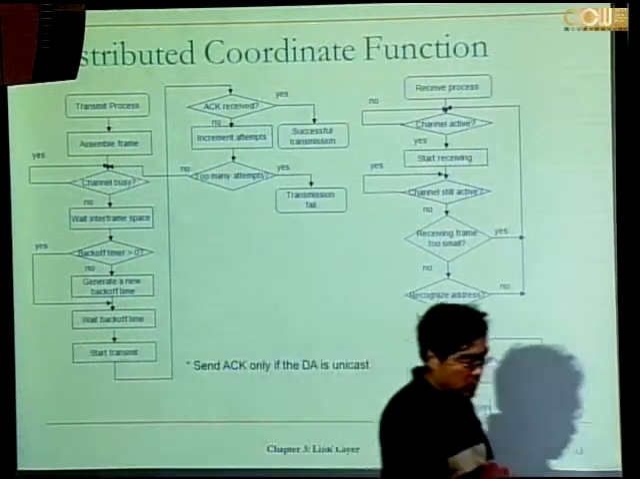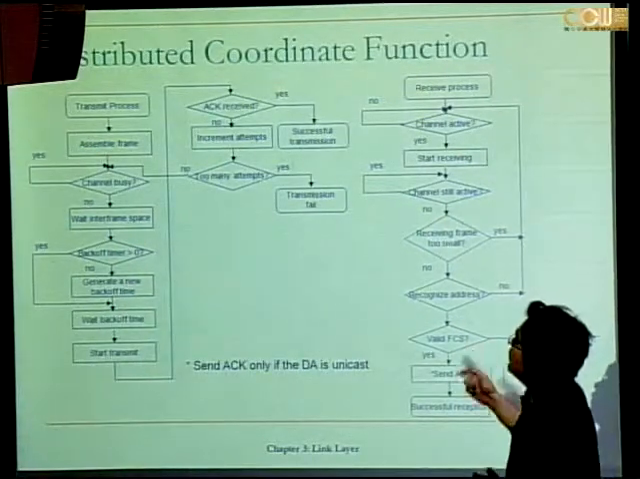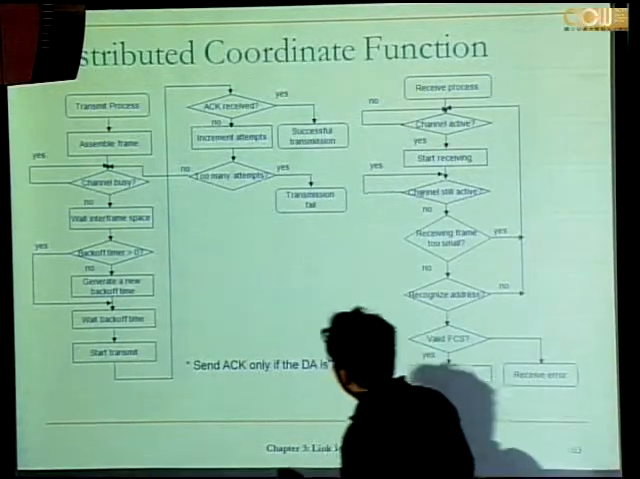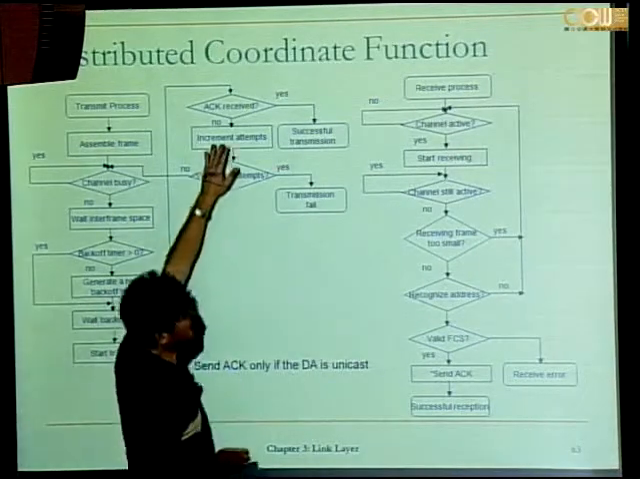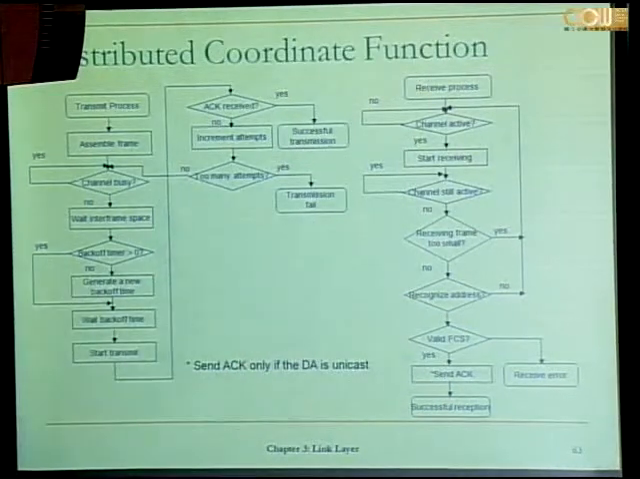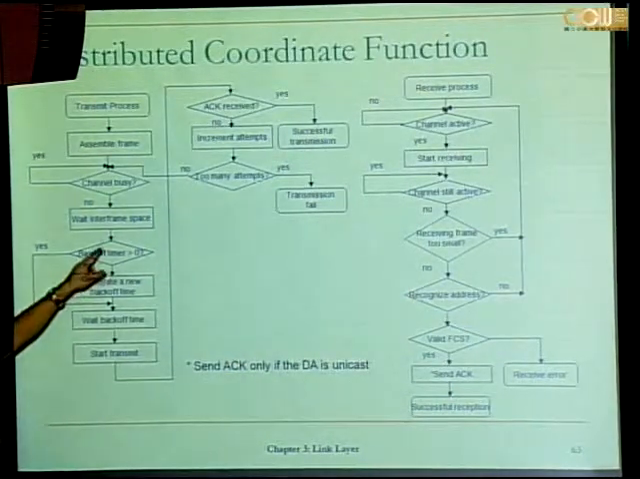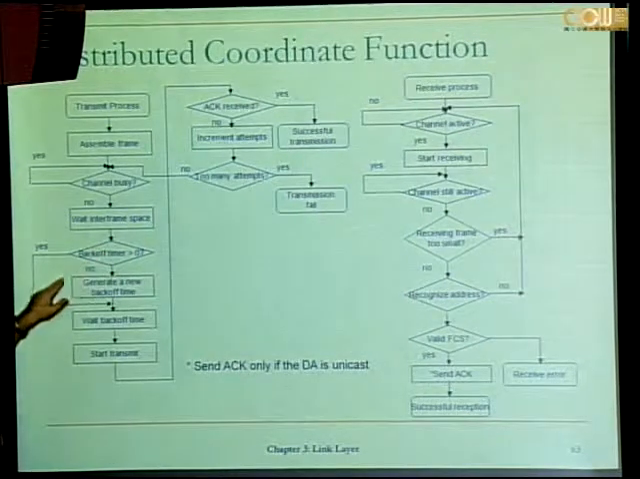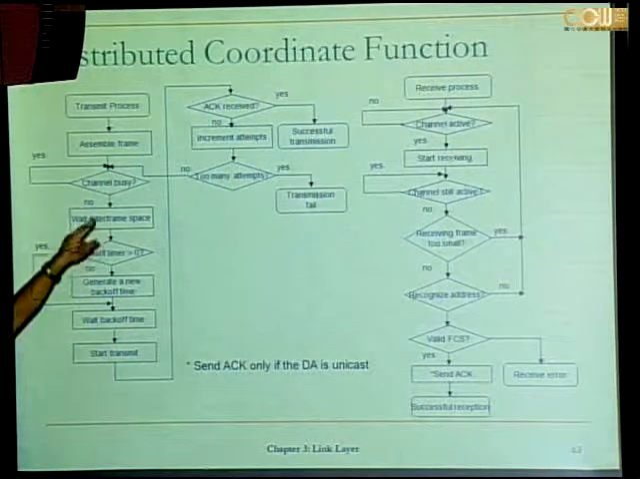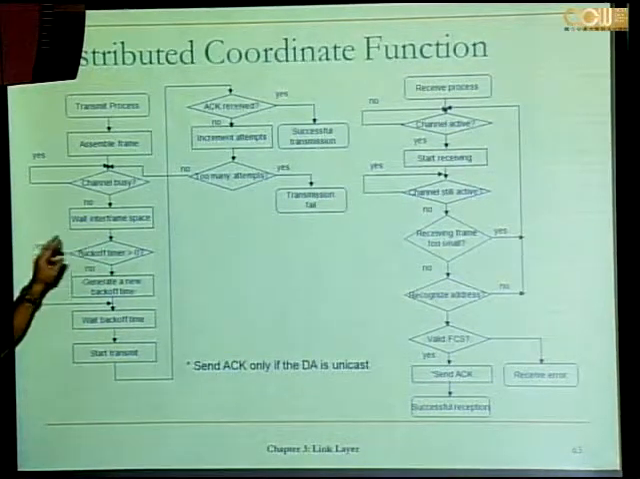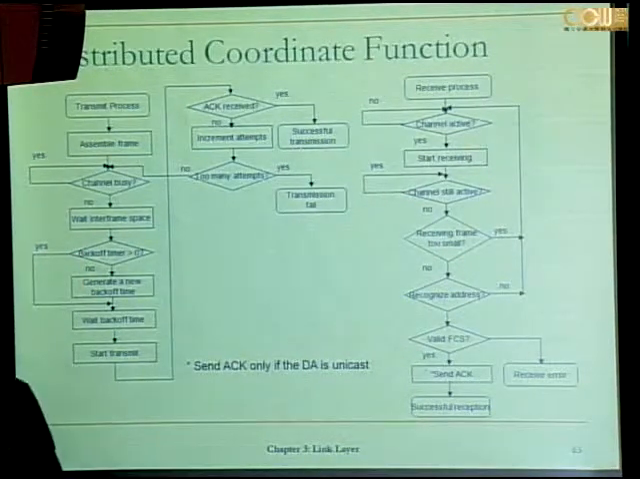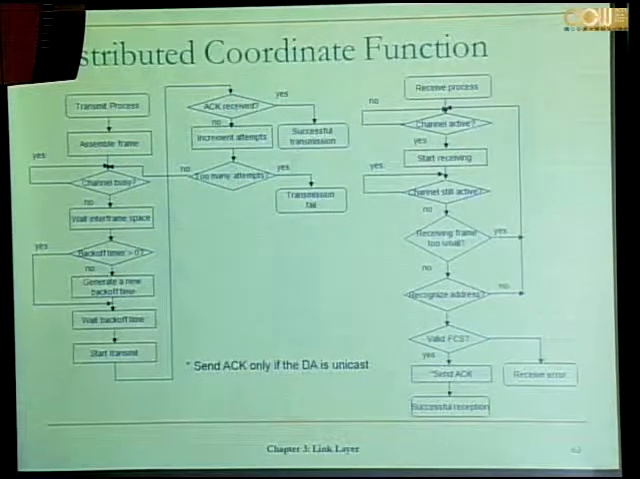So the difference between this flow chart and the Ethernet flow chart will be the acknowledgement. We have acknowledgement here and here, but on Ethernet, no. And the other difference will be that here you have a random backoff time when you sense idle. But on Ethernet, when you sense idle, you transmit. You don't have a backoff time. You only back off when you sense collision.